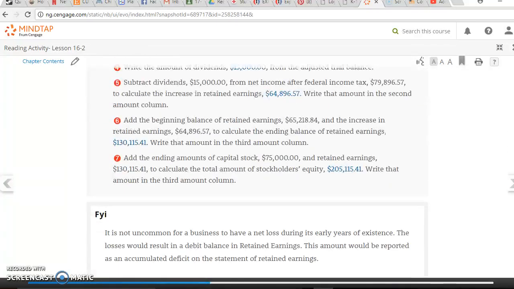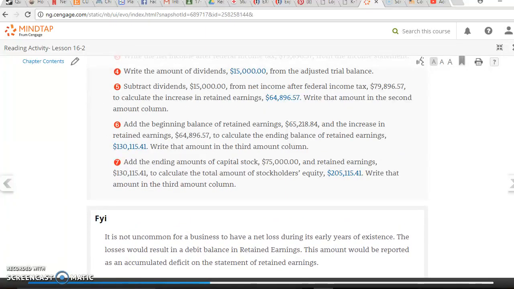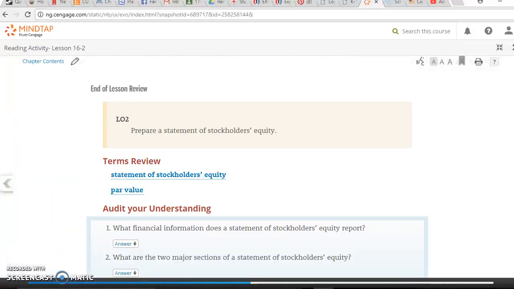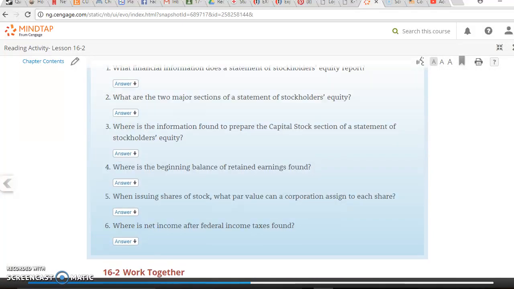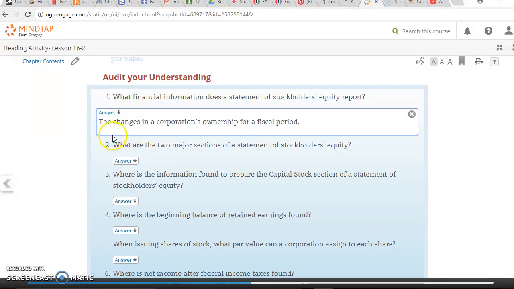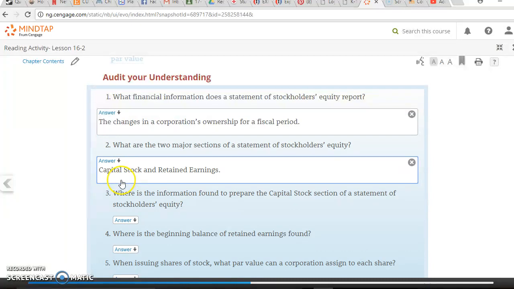All right, let's go on to a couple of these questions. What financial information does a statement of stockholders' equity report? They report the changes in the corporation's ownership for one fiscal period. There are two main sections of the statement of stockholders' equity: capital stock and retained earnings.